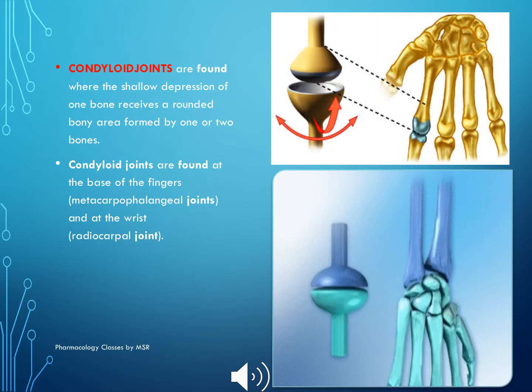The third type are condyloid joints. These are found where a shallow depression of one bone receives a round bony area of the other bone. You can see in the diagram that one has a round surface which fits into the shallow depression of the other bone. Usually this type of joint can be seen at the base of the fingers, in the metacarpophalangeal joints, or in the radiocarpal joints in the wrist.